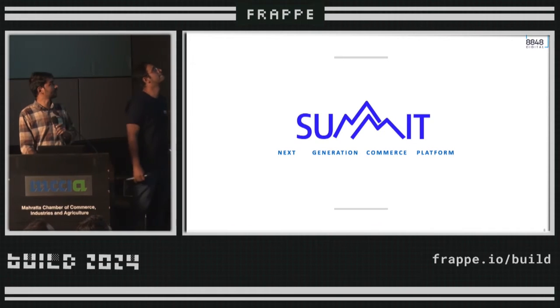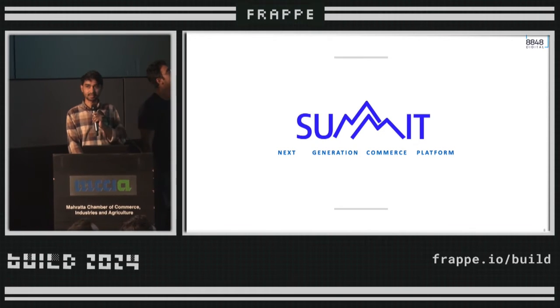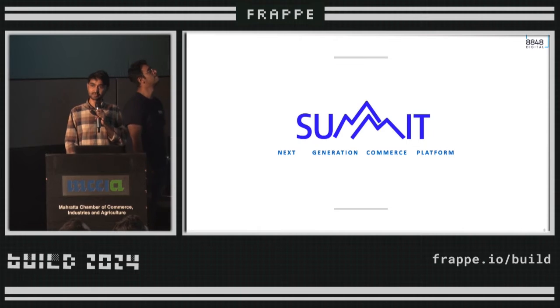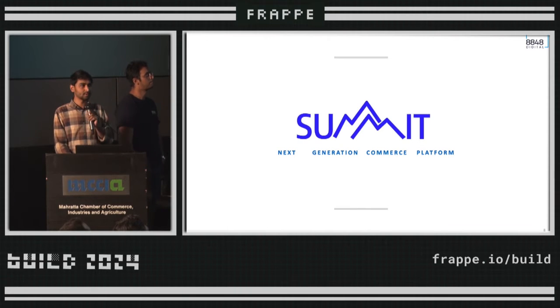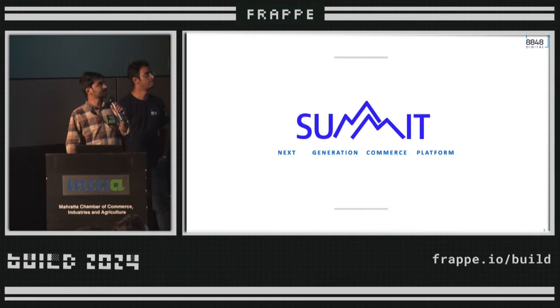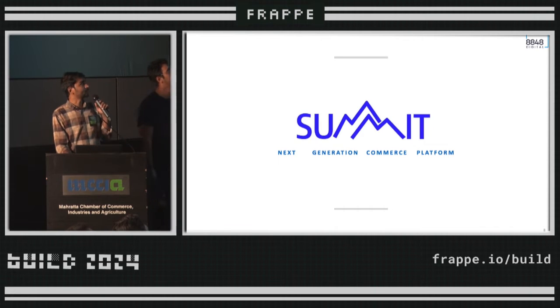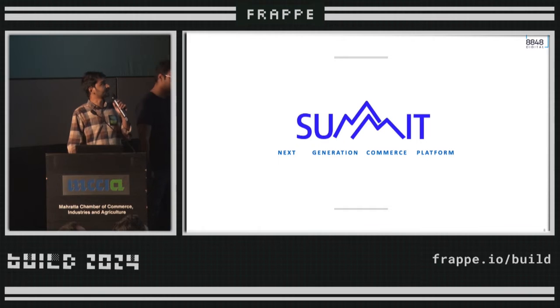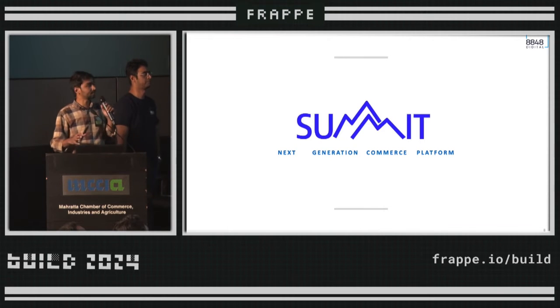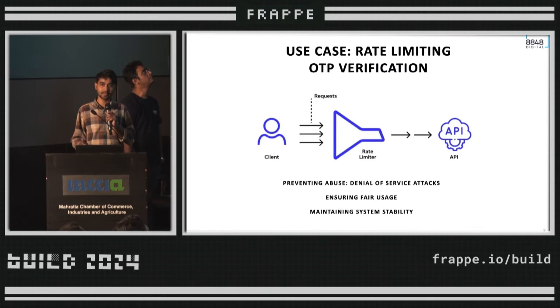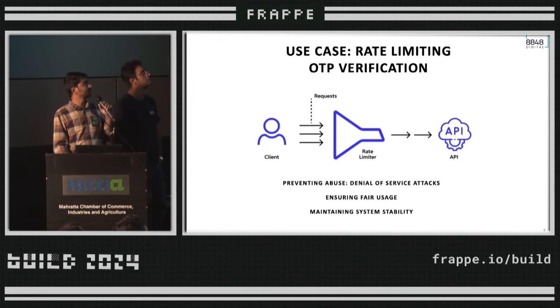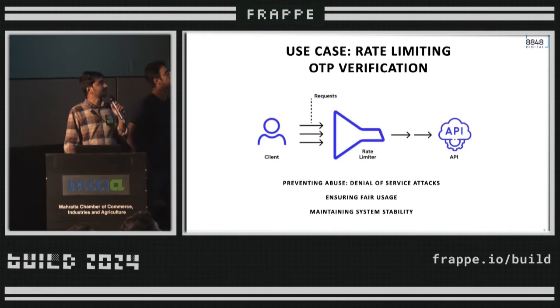Thank you, Atul, for the explanation. Hi, I'm Shadab. I'll be taking you through the use cases where we have used the API gateway, APISIX, in our product called Summit. The first use case we have done is rate limiting, on one of the APIs to verify the user, which can be mobile verification or email verification, used for the registration purpose.